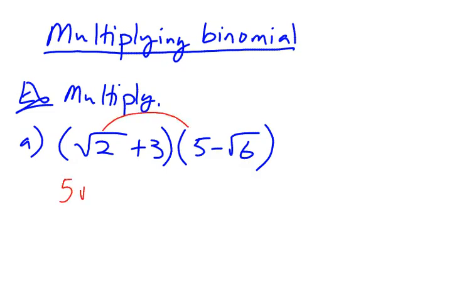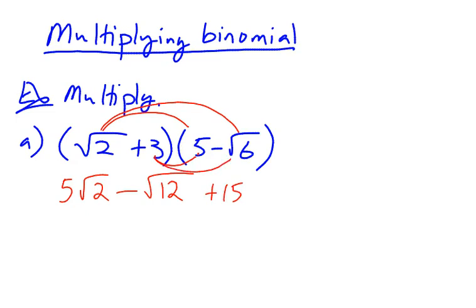5 times radical 2 is 5 radical 2. Remember, numbers outside the radical cannot work with numbers inside the radical. And then radical 2 times radical 6 is, well, positive times negative is negative. And this time they can work together. 2 times 6 is radical 12. Since they're both inside a square root, they can actually multiply. Now I'm going to multiply the 3 and the 5 and get plus 15. And the 3 and the negative radical 6 and get negative 3 radical 6.